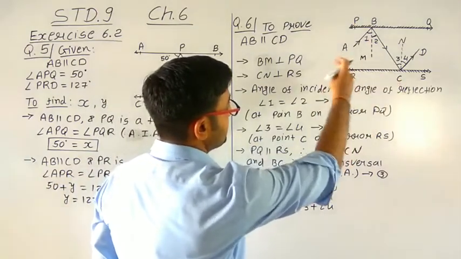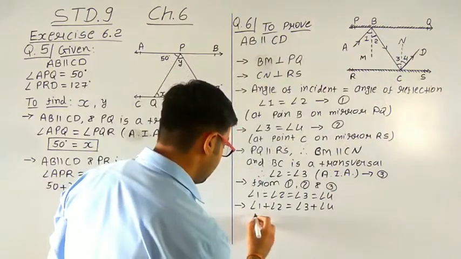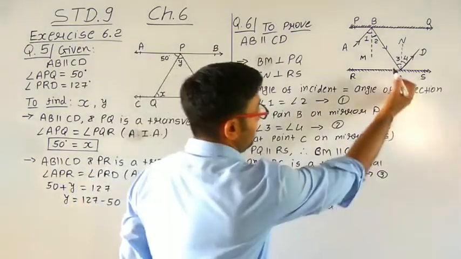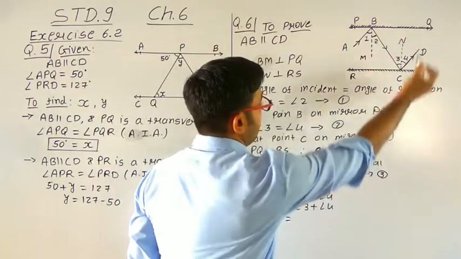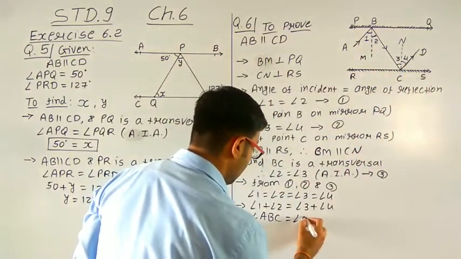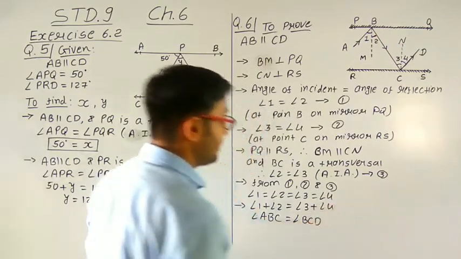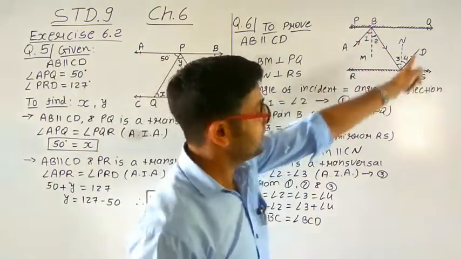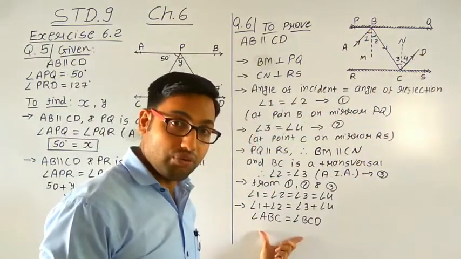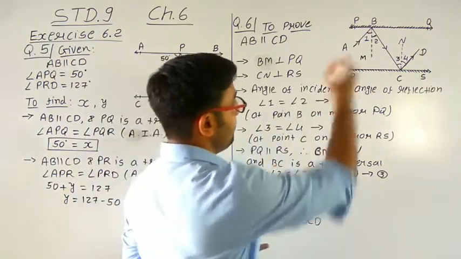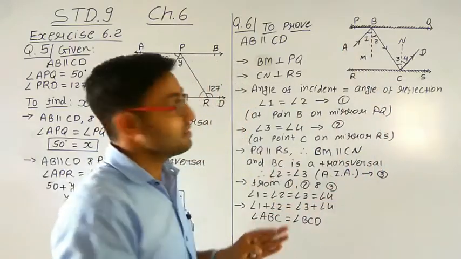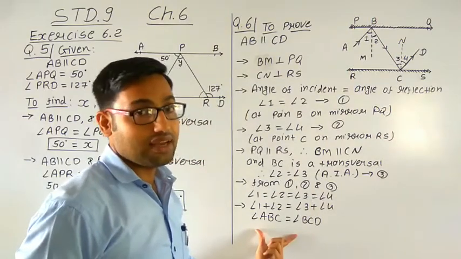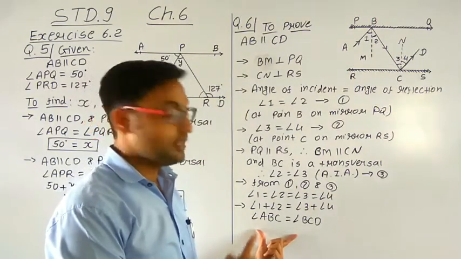Now when we add these two angles 1 and 2, what do we get? Angle ABC. In the same way, when we add 3 and 4, we get angle BCD. Now see, the two angles ABC and BCD are equal. If we consider AB and CD as the two lines, and BC as the transversal, these angles make a pair of alternate interior angles.